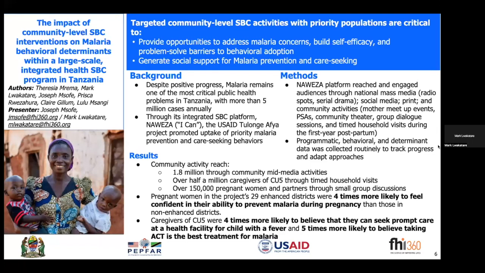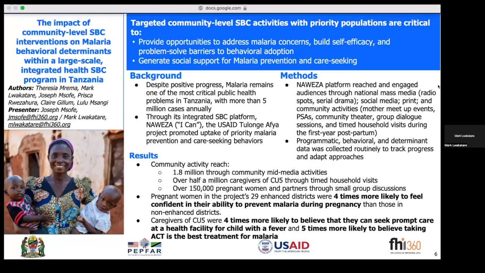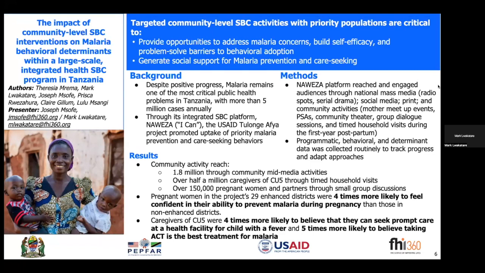Briefly, I'll talk about the impact of community level SBC interventions, specifically for malaria. As you all know, progress has been made with regards to the control of malaria, but it still remains a public health concern, particularly in Tanzania, with more than 5 million cases reported annually. Through an integrated SBC platform called Naweza, under USAID Afya Yangu, an integrated health SBC program that uses a life stage approach to address health concerns with regards to priority behaviors during pregnancy and childbirth, but also caregiving for children under 5.